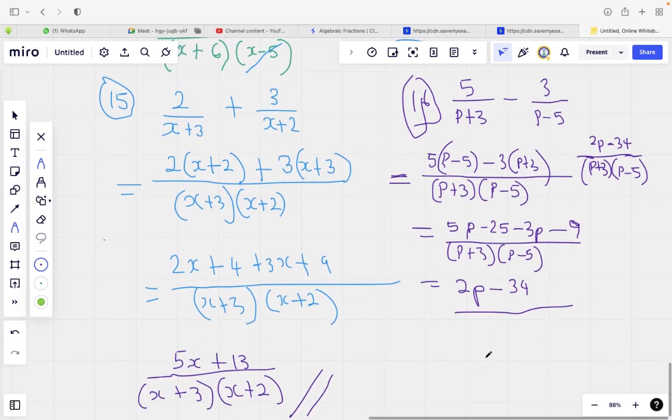All over p plus 3 in one bracket and p minus 5 in another bracket. So that's how this one goes. That's the answer. You're very right.